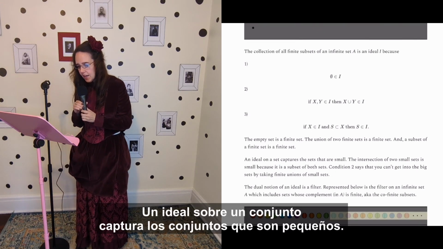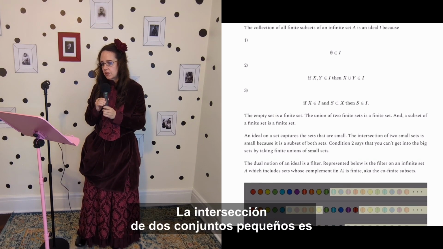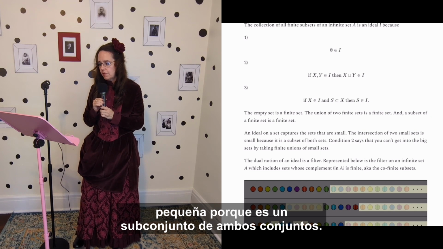An ideal on a set captures the sets that are small. The intersection of two small sets is small because it is a subset of both sets.